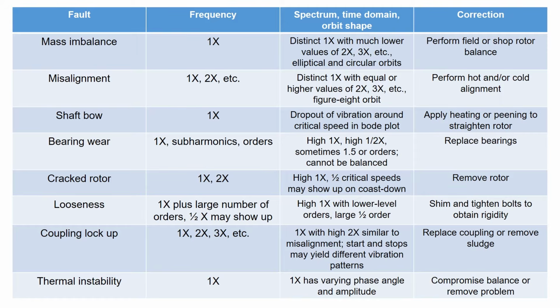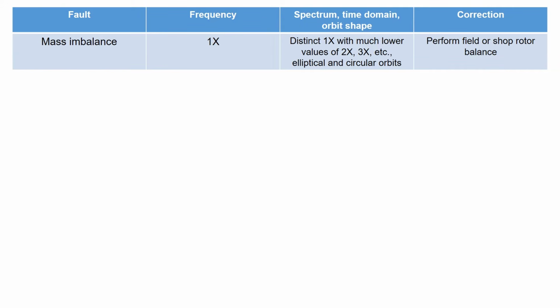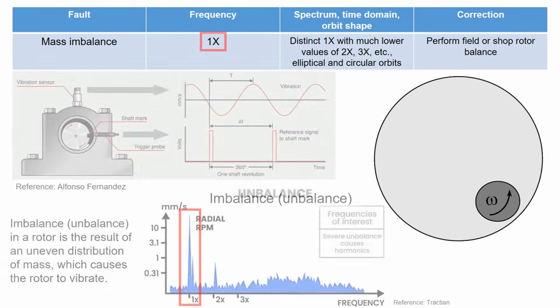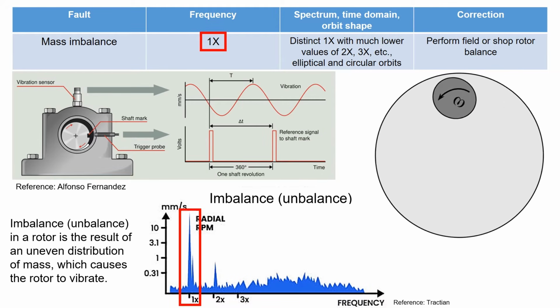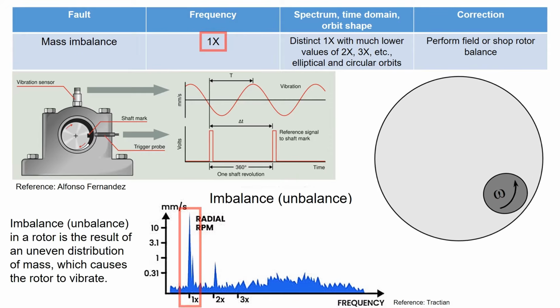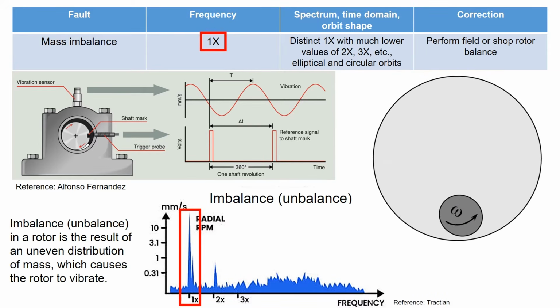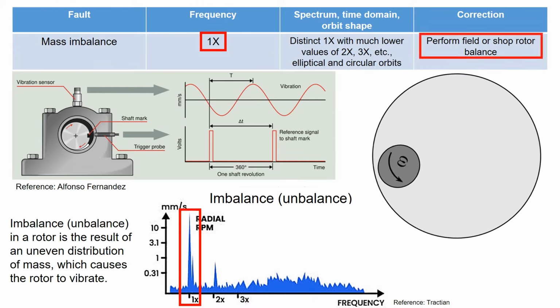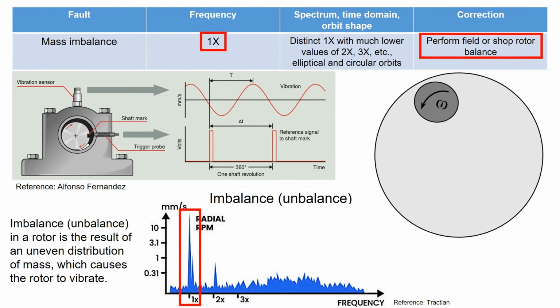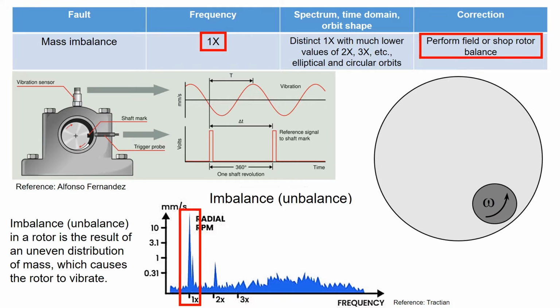Now, let's dive into the topic of mass imbalance. Mass imbalance in a rotor results from an uneven distribution of mass causing the rotor to vibrate. This manifests as a 1x frequency spectrum. You can address the mass imbalance by performing field or shop rotor balancing.